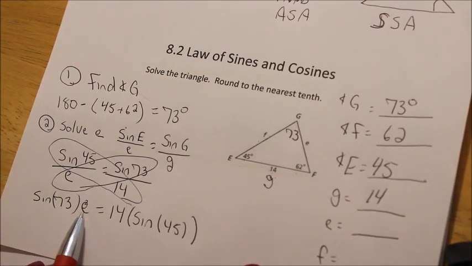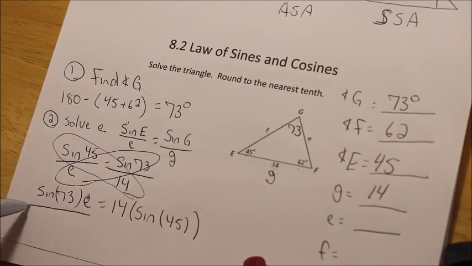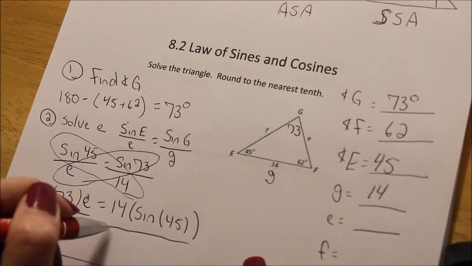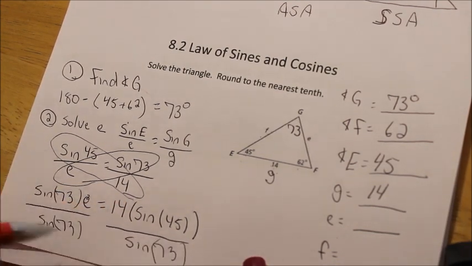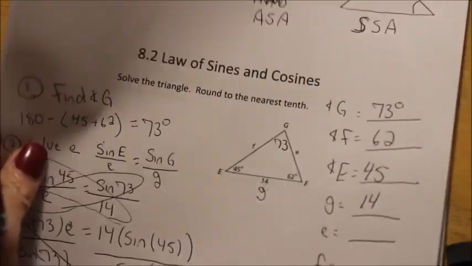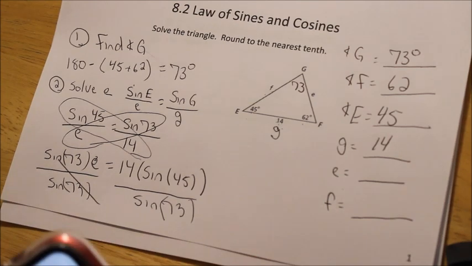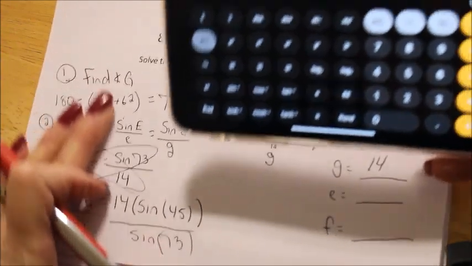Now I want to solve for E, so I'm going to divide both sides by sine of 73 to remove it from this side. And this right here is what you're going to put into the calculator. So we're actually going to calculate this whole thing. Okay, so let me try it out here. Let me get my calculator going here. Turn it on its side. Okay. So let me see if I can do it on this.